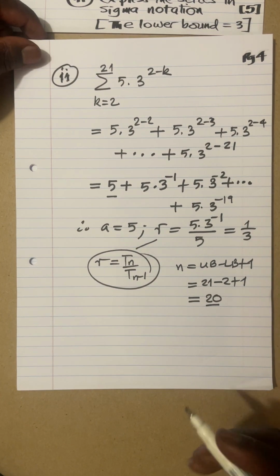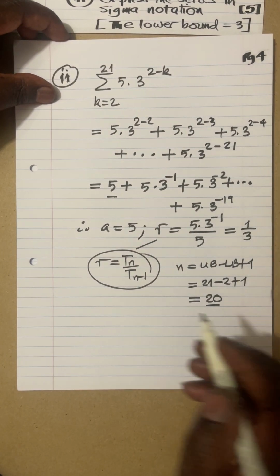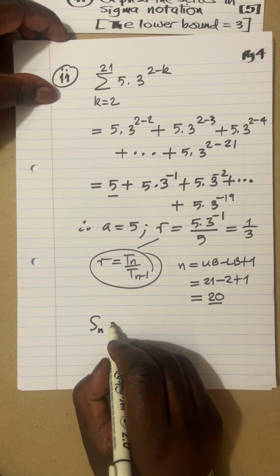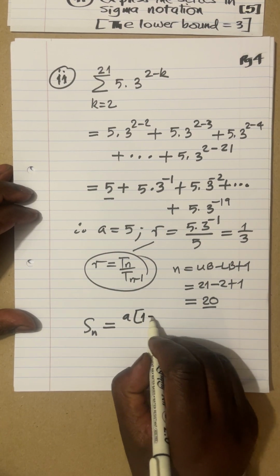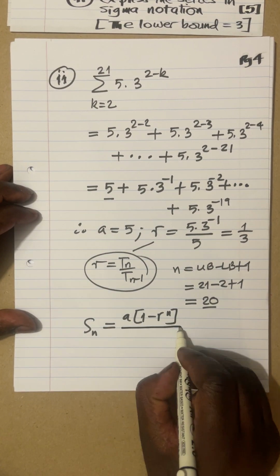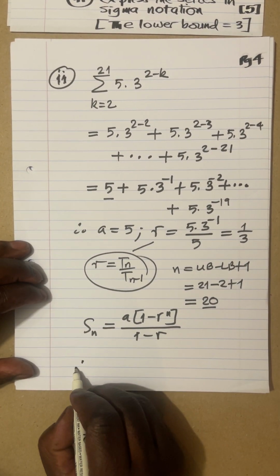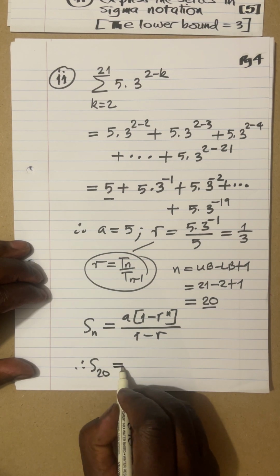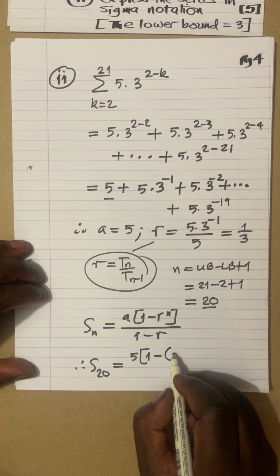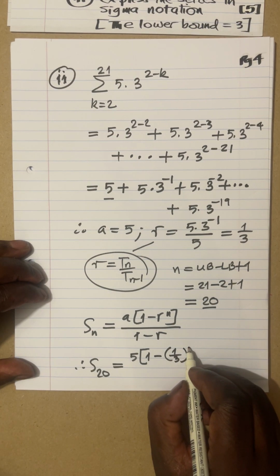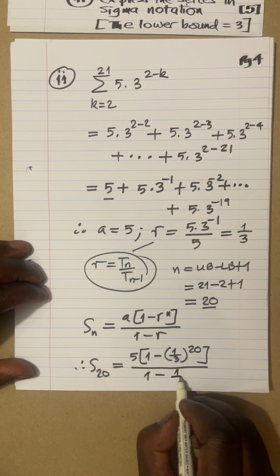Now, the sum of a geometric series, remember the common ratio is less than 1. So we're going to say the sum of the first n terms is going to be equal to a, open brackets, 1 minus r to the power n, all over 1 minus r. So we know our n is 20, therefore the sum of the first 20 terms will be equal to, what is our first term? 5, open brackets, 1 minus, what's our common ratio? 1 over 3. How many terms do we have? 20 terms, all over 1 minus 1 over 3.